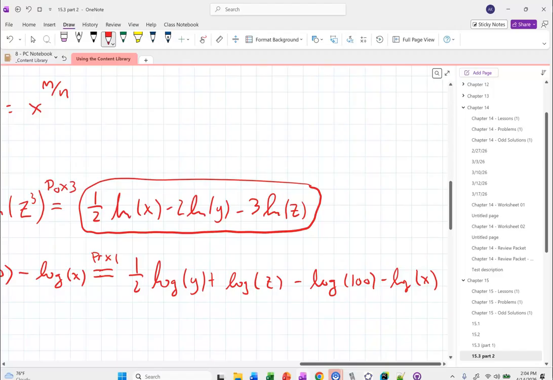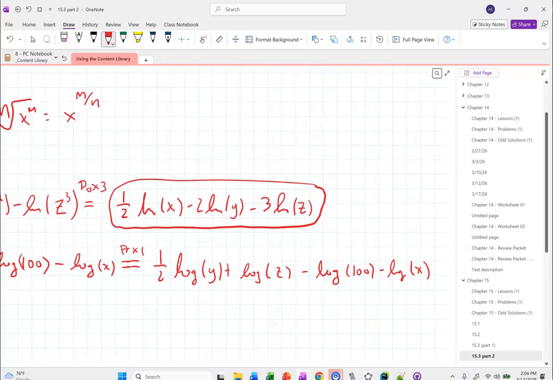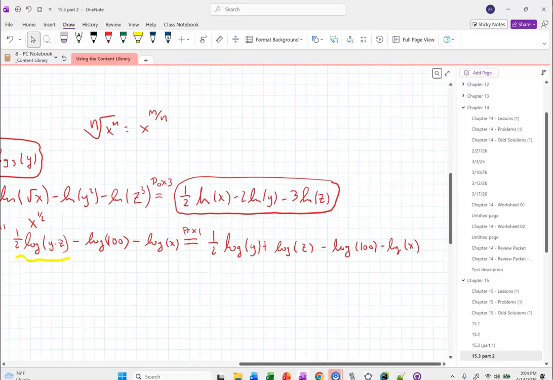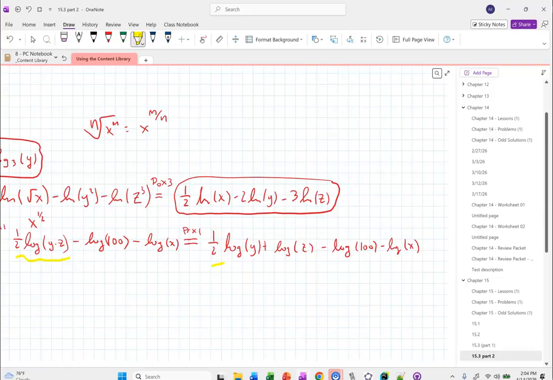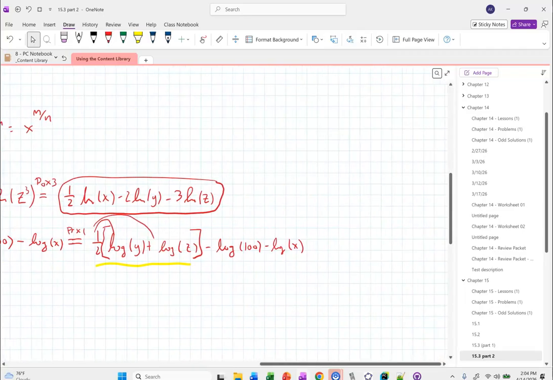Now I made a mistake. I did it on purpose. What also needs the 1/2? The log z. Very good. Again, notice that there should be like an implied parenthesis here that the 1/2 would have to distribute across.